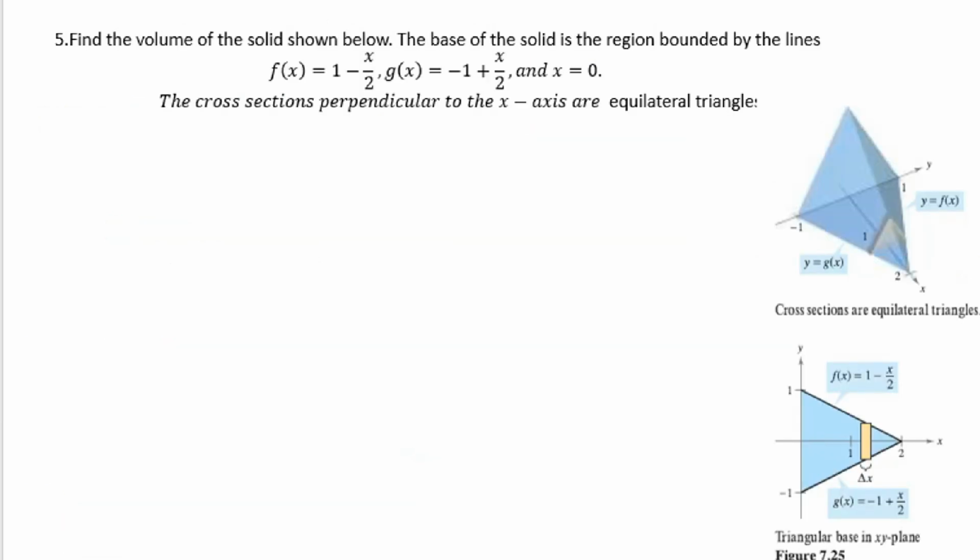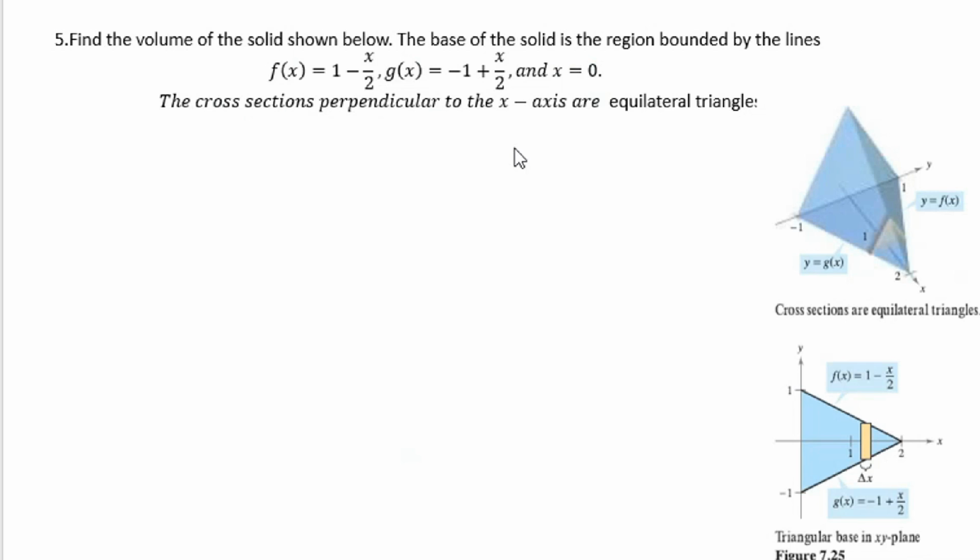Okay, number 5, find the volume of the solid shown below. I'm preparing the figure here. The base of the solid is the region bounded by the lines f of x equals 1 minus x over 2, and g of x equals negative 1 plus x over 2, and x equals 0. The cross sections perpendicular to the x-axis are equilateral triangles.